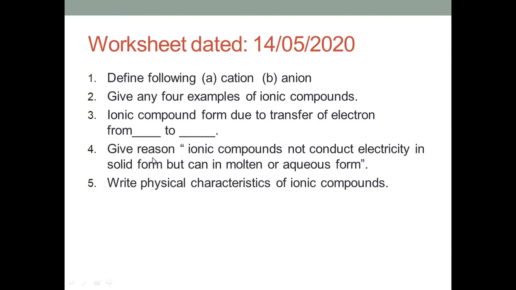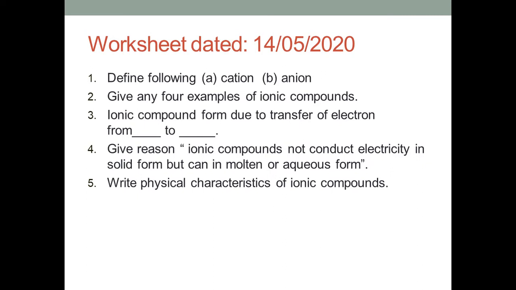Come to the next question, question number two. Give any four examples of ionic compounds. You can write these: NaCl, sodium carbonate, Na2CO3, calcium chloride, that is CaCl2, and magnesium chloride, that is MgCl2. These are examples of salts.